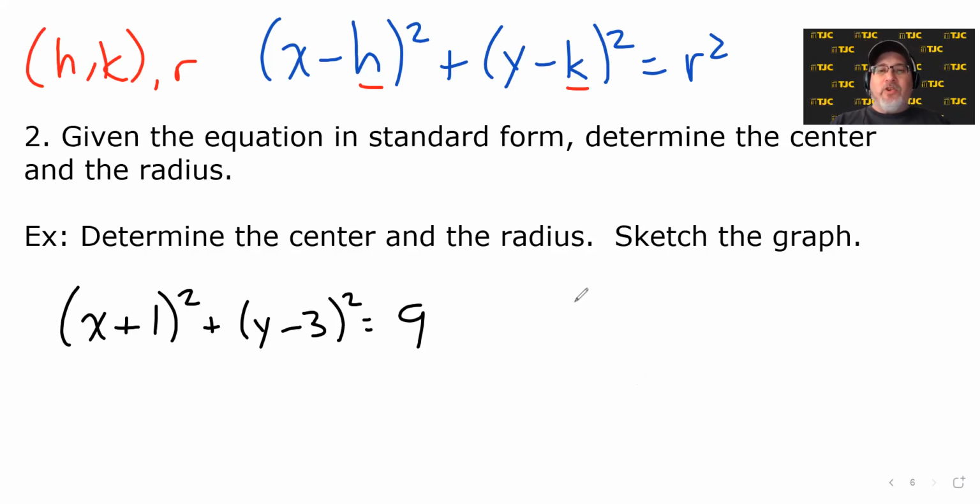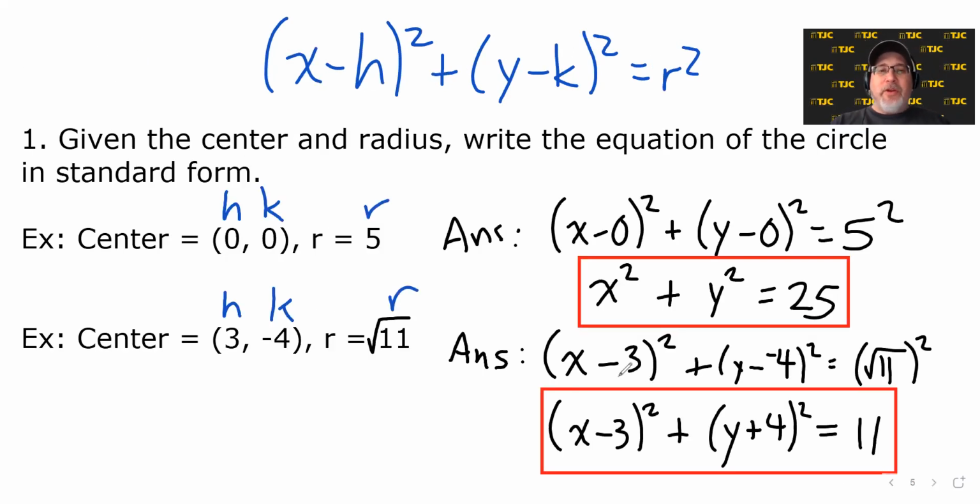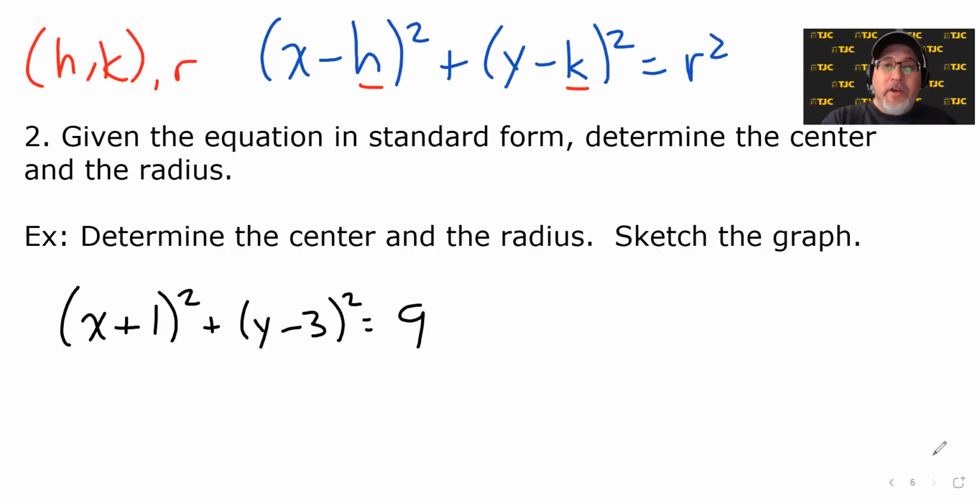Well, in the previous version of this problem, we put the numbers in and squared the radius. So when we go backwards, we have to take the numbers out and unsquare the radius. So how do we do that? Carefully. Question: if the center's coordinates are the numbers being subtracted from x and y, what are the coordinates of the center in this example?